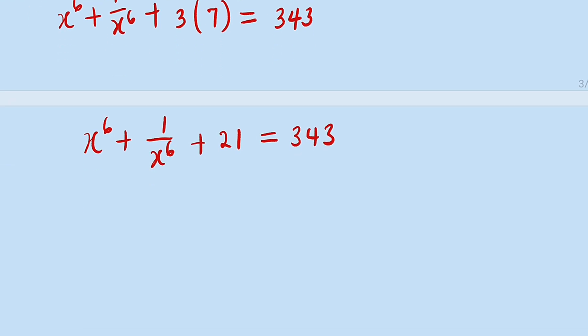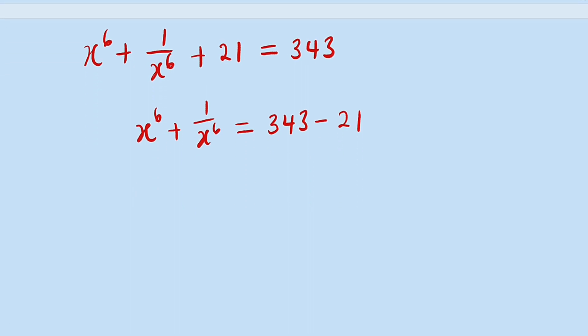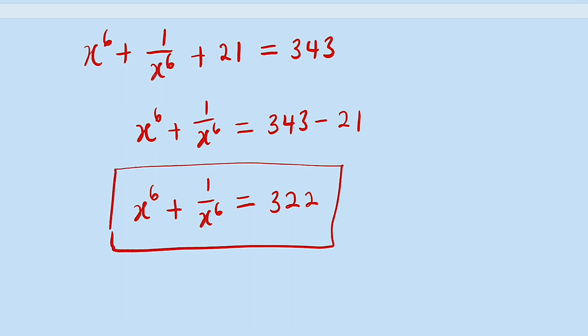And finally we take positive 21 to the right hand side. We have x to the power of 6 plus 1 divided by x to the power of 6 equal to 343 minus 21. And we have x to the power of 6 plus 1 divided by x to the power of 6 equal to 322. And hence the value of x to the power of 6 plus 1 divided by x to the power of 6 is nothing but 322, which is our solution.